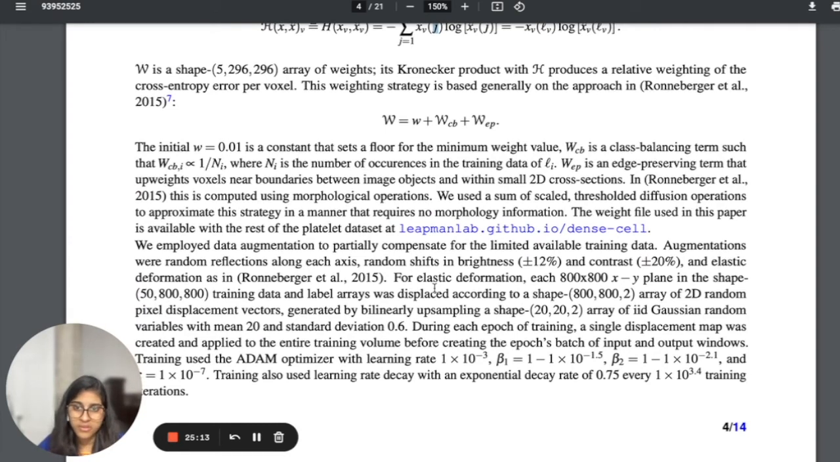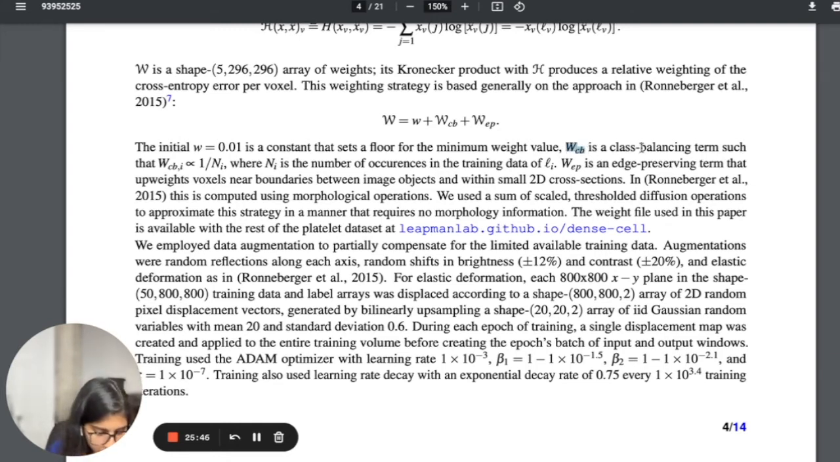Now after this, we go into the weighting, the weights of the weights, right? The array of the weights of the nodes and all the neurons in the convolutional layer. So what it's trying to do here is it has a formula for the array of weights. So it has W, the initial W that sets a constant for the minimum weight value because it can't be negative. We also have the class balancing term.